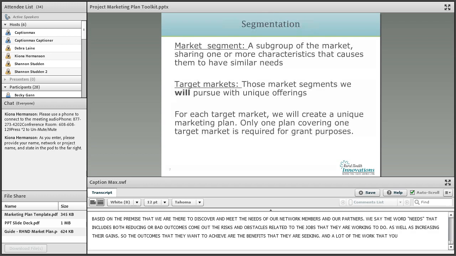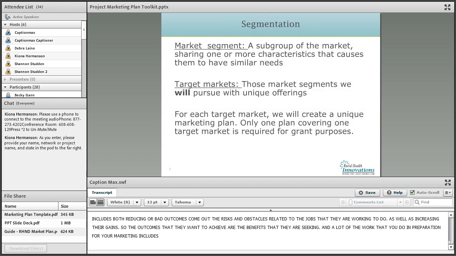And a lot of the work that you do in preparation for your marketing plan includes really getting a clear understanding of these.